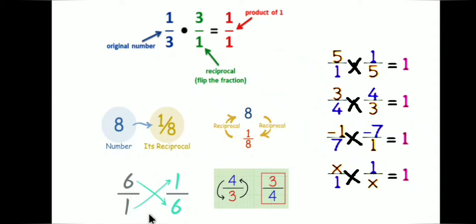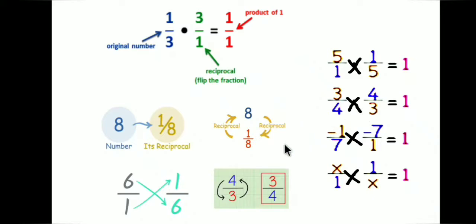Reciprocal of 6 upon 1 will be 1 upon 6. 6 will go down, 1 will go up. So the reciprocal of 6 becomes 1 upon 6. Reciprocal of 4 upon 3: 3 will go up, 4 will come down. So the reciprocal of 4 upon 3 will be 3 upon 4. We have interchanged the position of the numerator and denominator. You can say that the reciprocal of A upon B is B upon A. Reciprocal of 5 is 1 upon 5. Reciprocal of 3 upon 4 is 4 upon 3.